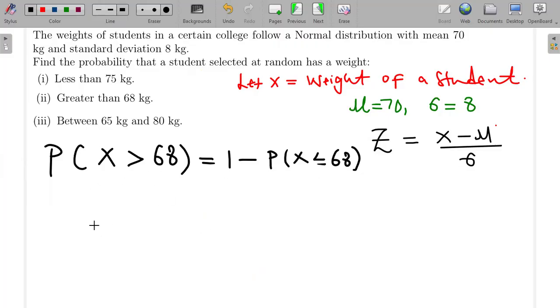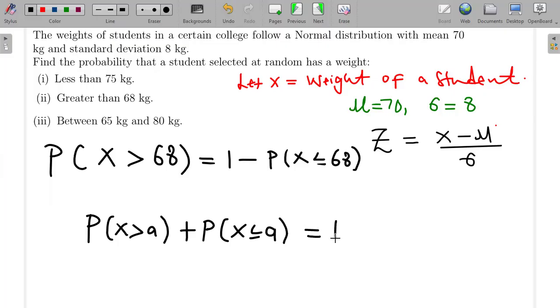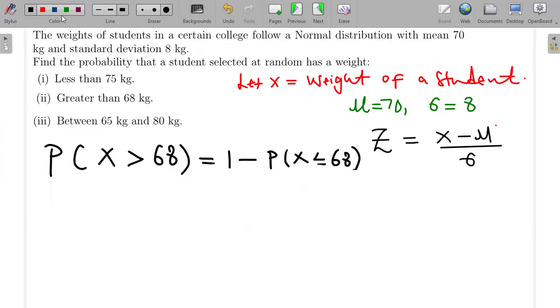Where am I getting this rule? It's simple. The probability that X is greater than a certain number plus the probability that X is less than or equal to the same number should always be equal to 1. So now I take this one to the other side. That's the complement rule anyway. So this will just be 1 minus, and then we can standardize this now.